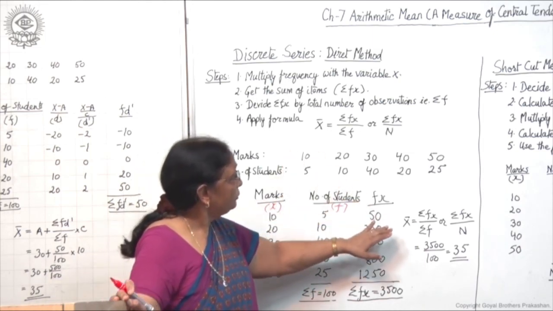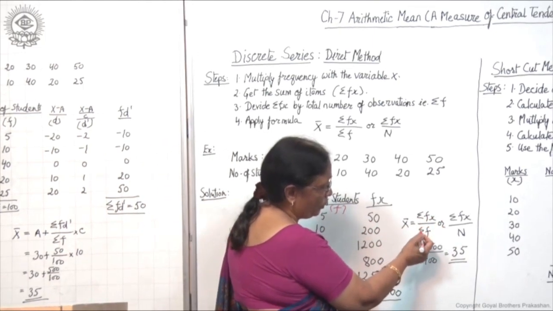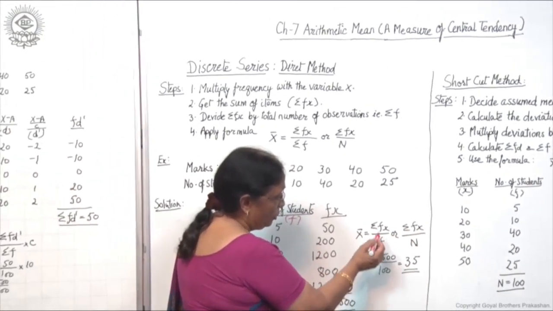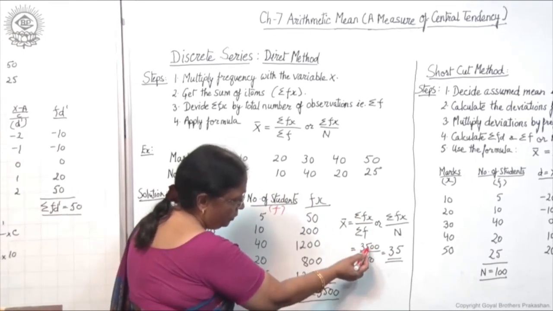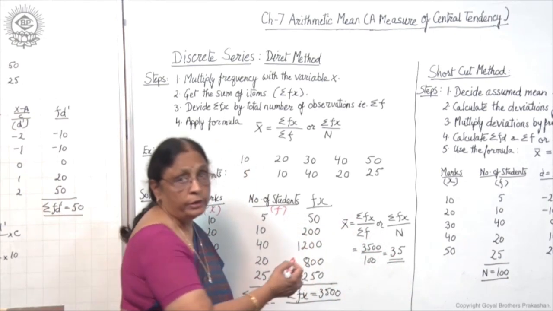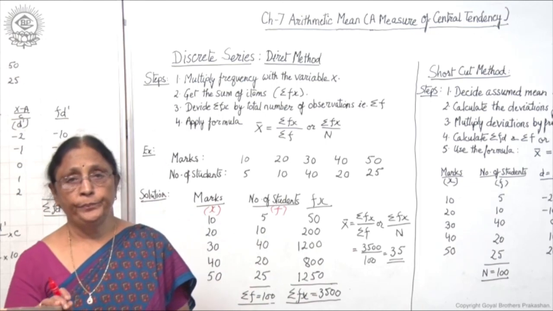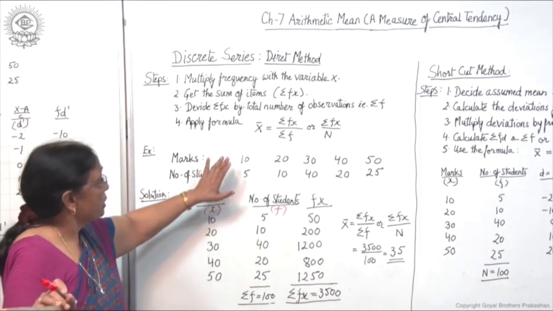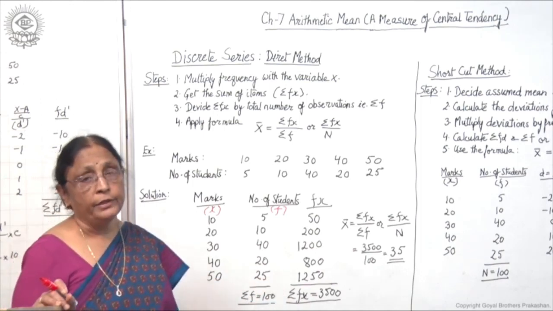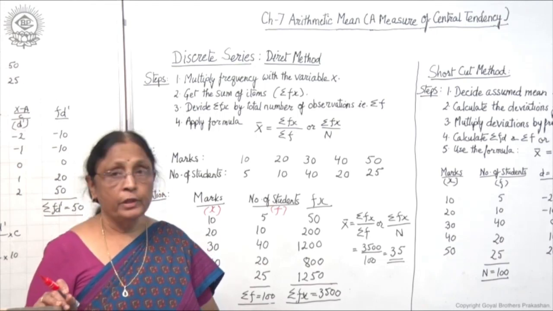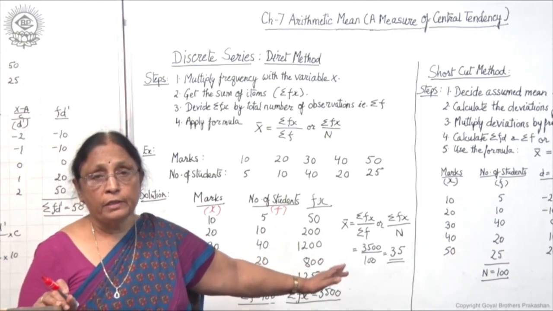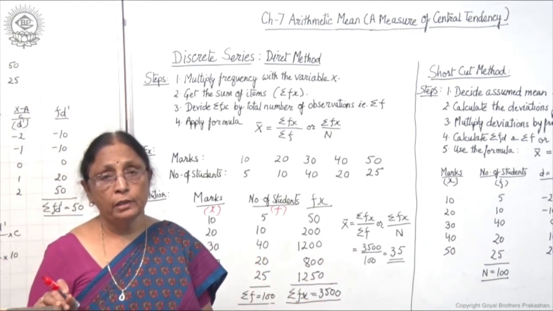Then apply the formula x bar is sigma fx upon sigma f, or you can write sigma fx upon n, that is the same thing. Now sigma fx is 3500 and sigma f is 100, divide by this and you get the value. This is known as arithmetic mean. So in the case of discrete series, this is the direct method of calculating arithmetic mean, and this is a very simple one. After learning about individual series, I think it will be very clear to you that it is a very simple and easy method of calculating arithmetic mean.